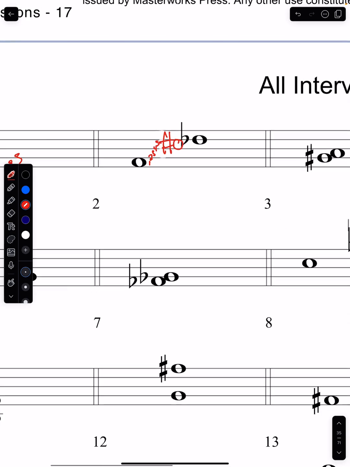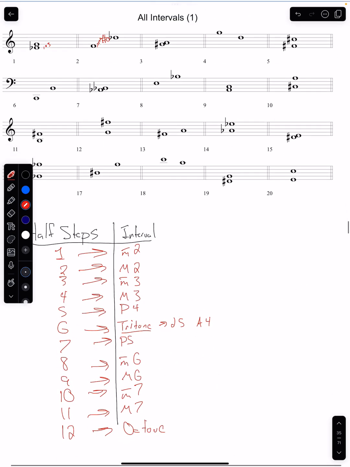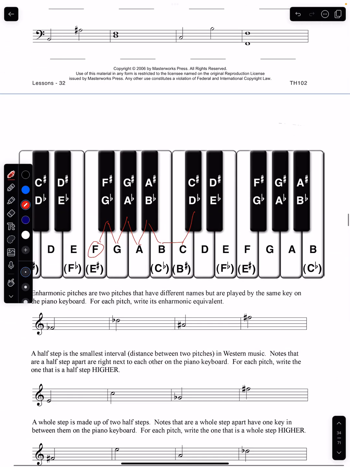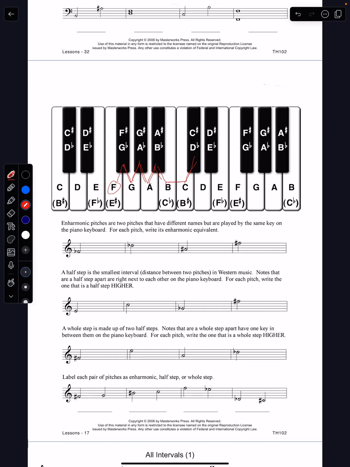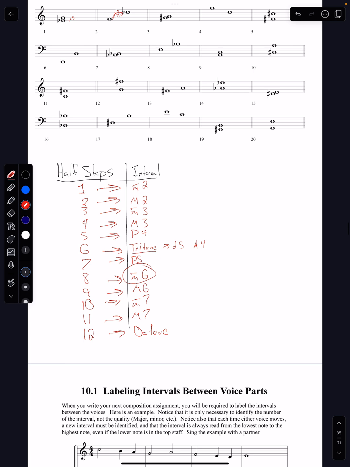So this is still going to be 8 half steps. So if I go from F to C sharp, 1, 2, 3, 4, 5, 6, 7, 8. But if it's a fifth of some type, 7 half steps would be a perfect fifth, so it's going to be something else. That is where our augmented comes into shape here. So an augmented fifth has the same amount of half steps as a minor sixth. So this goes right here.